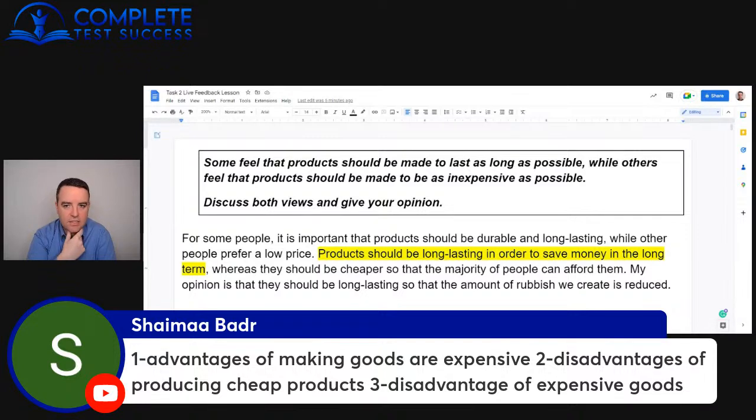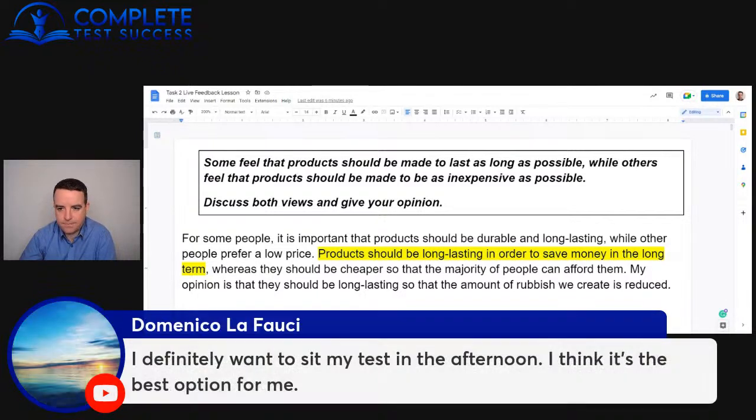So we need to say why each group of people, like the two views in the question up here, why do they think they're correct? And it looks like you're not going to be doing that with what you've written here. And then the disadvantage of expensive goods, that's fine as your opinion. You can say why expensive goods aren't good. That's fine. That would be okay as your opinion.